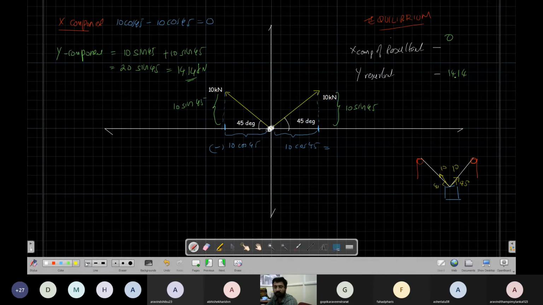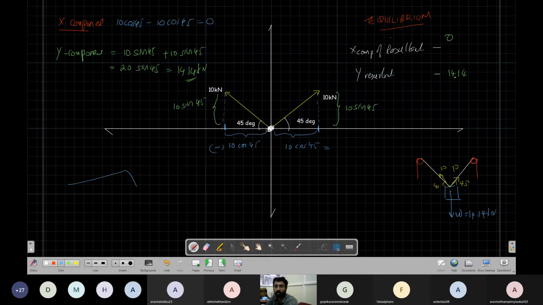Now, if there is another force, let's say the weight of the block, weight is always acting downward as W, and let's say the weight is 14.14. My system is not complete yet. This body has been assumed to be a point, and these forces are concurrent. All the forces are passing through this point. So this is also a concurrent force system.